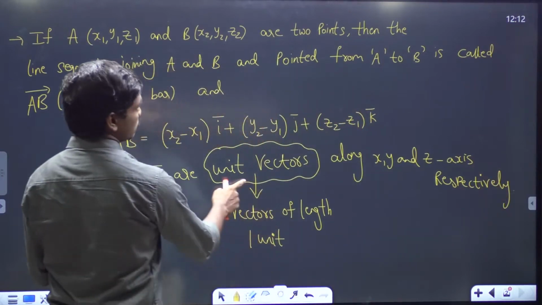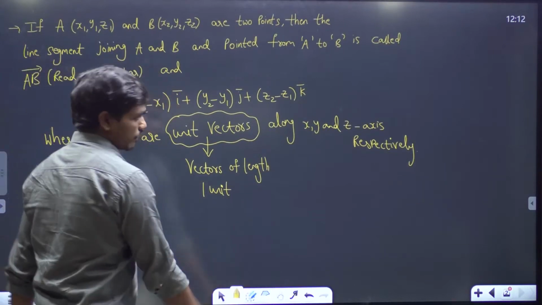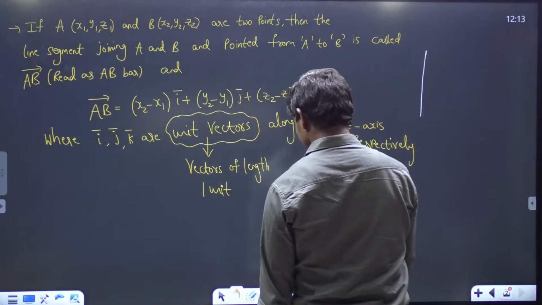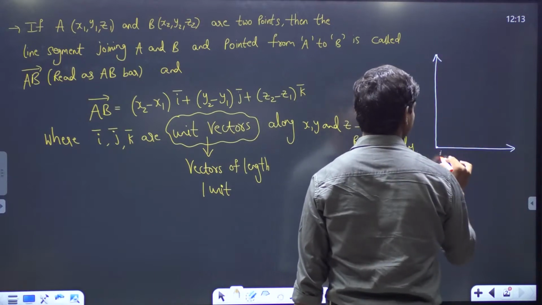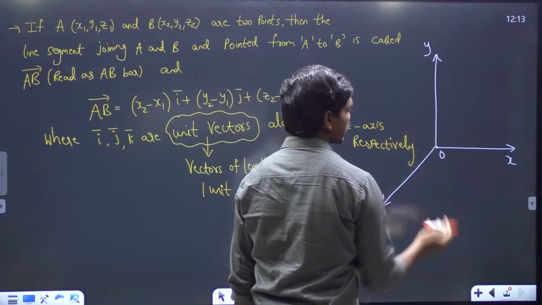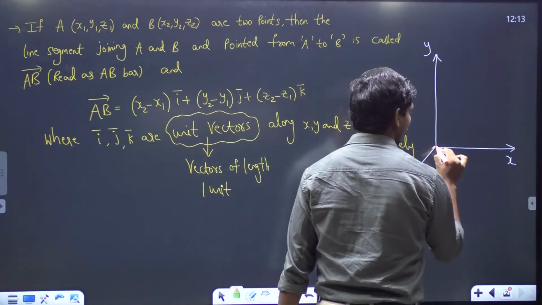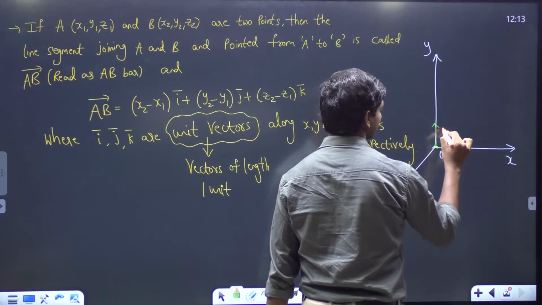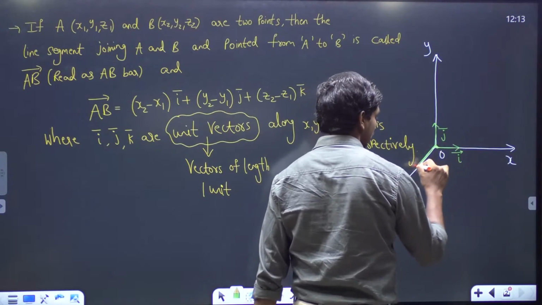Okay, so now let me draw a diagram to show you this. Let me again draw the three coordinate axes that are available to us. This is x, this is y, and this is z. Actually, z should be something like this, pointing out. Now i, j, k are vectors along these axes. i bar is something like this, j bar is something like this, whose magnitude is 1 unit, and k bar is along this z axis.